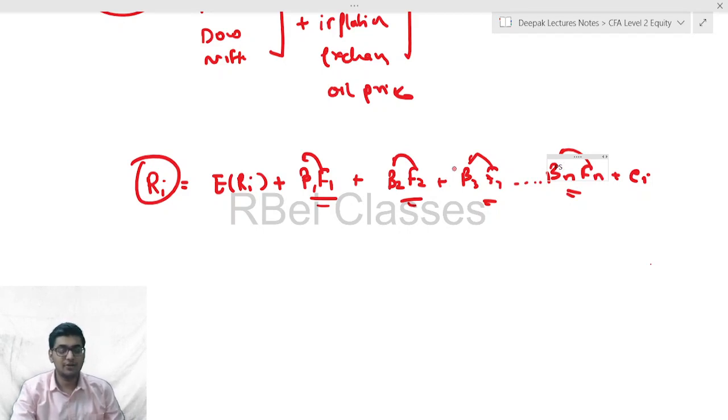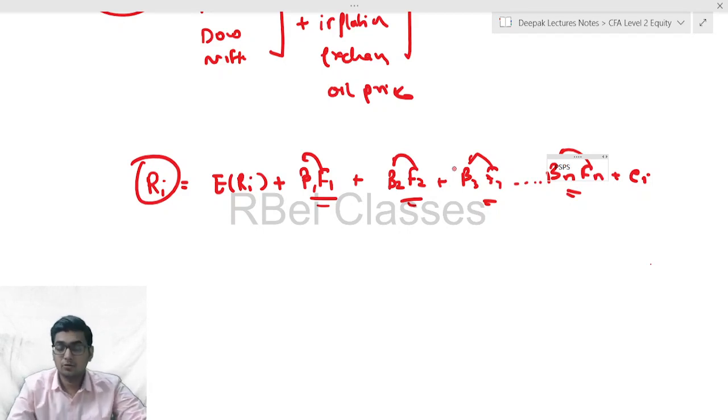Second, the markets are frictionless, means there is no transaction cost, there are no taxes, there is no lack of short selling, means everyone can short sell. Clear? And there is no arbitrage opportunity, and if there is any arbitrage opportunity, that will be quickly exploited by the market participants. These are the three assumptions. As compared to the CAPM, there are many assumptions, but APT has only these three assumptions.